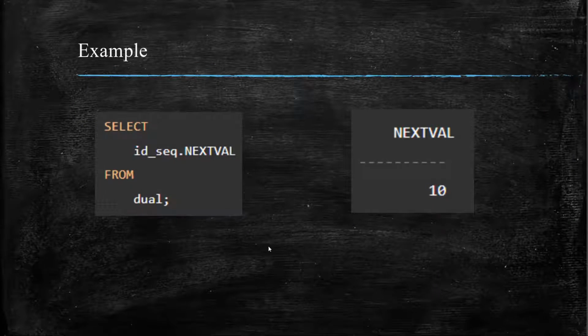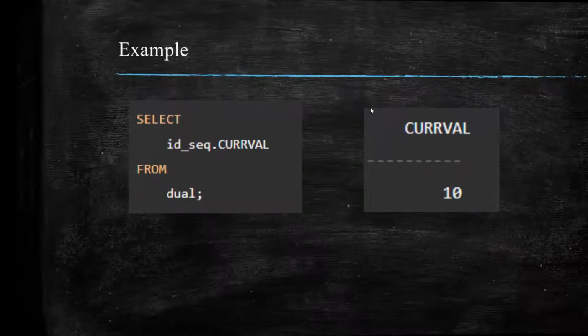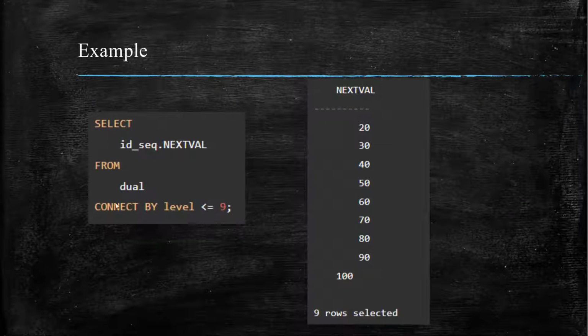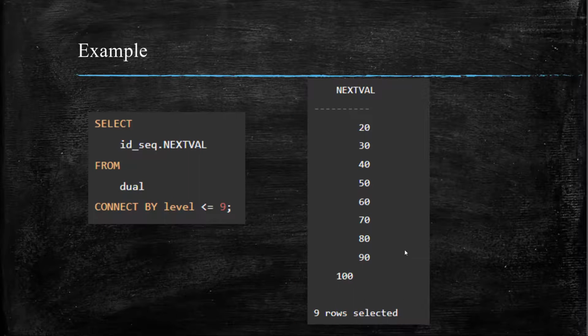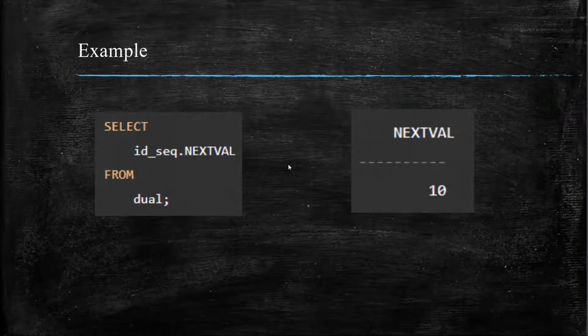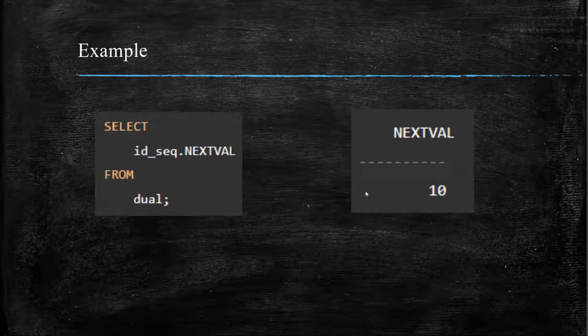Since we cannot call currval before calling nextval, we gotta do it first, and when we do so, it's gonna return the first value, which is 10. Then if we call currval again, we're gonna get 10. From now on, if we keep calling nextval in a loop, it will keep returning the values by incrementing them, and once it reaches 100, if we call nextval again, since 100 is the maximum value, it will go back to the start and start from 10 again till it reaches 100.